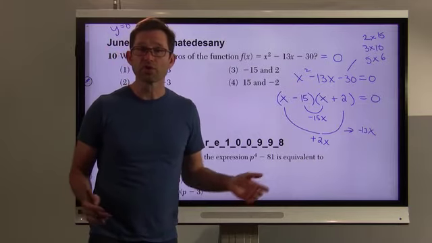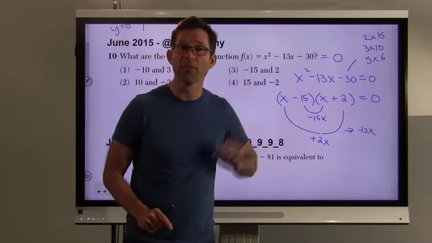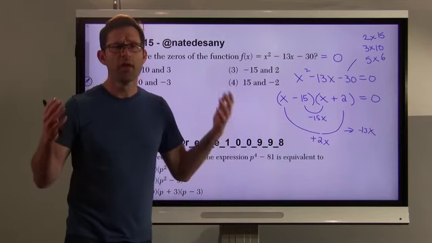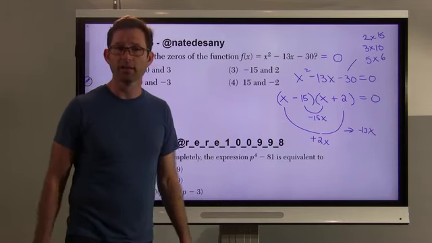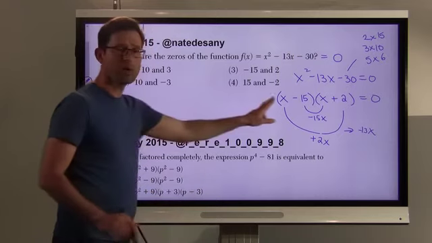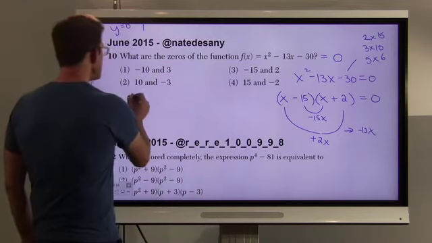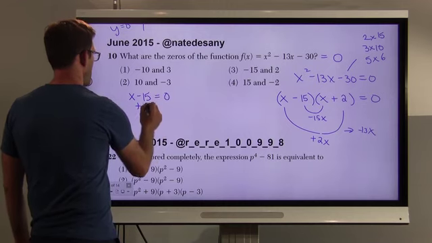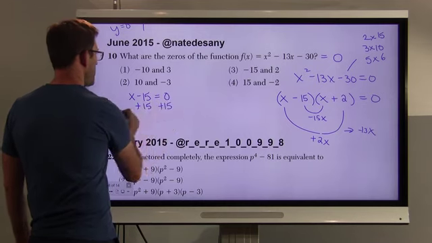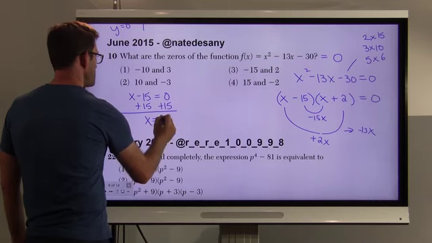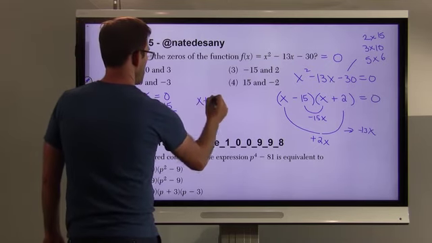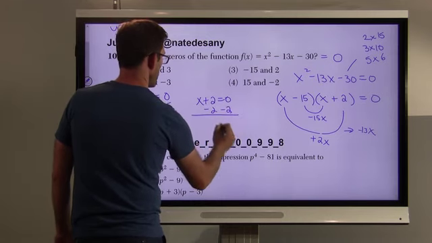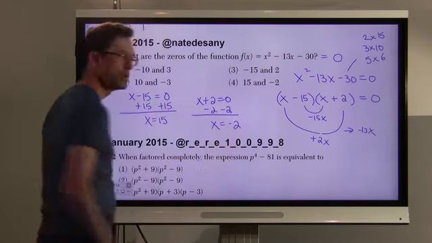Now, that's not the answer. That's simply how this trinomial factors. The answer comes from what's known as the zero product law, one of probably the 5 most important mathematical ideas. As soon as we have something factored, we can set each factor equal to 0 and solve. And we get x equals 15, and we get x equals negative 2.